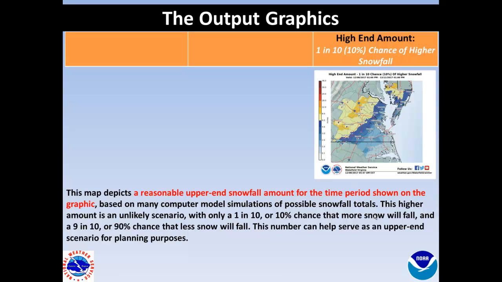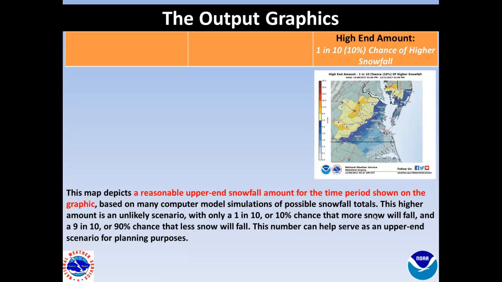The high-end amount, which basically relates to a 1 in 10 chance of the snowfall occurring, is considered a reasonable upper-end snowfall amount. We could say a reasonable worst-case snowfall amount for that time period shown on the graphic. It's based, again, on all of the 46 different simulations. That's also weighted with our expected snowfall forecast.